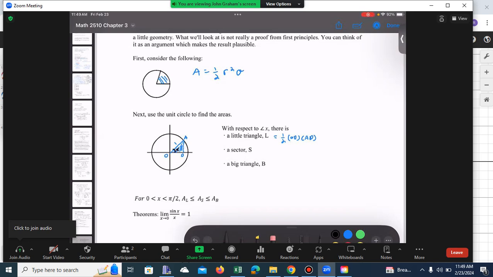So if we look at this, I'm going to draw it out here. O, A, and D, angle x. If we look at cosine of x, it is going to be adjacent over hypotenuse. Hypotenuse is 1, so it'll be OD over 1. Sine of x is going to be opposite, AD over 1. Okay. So basically, OD equals cosine x and AD equals sine x. So we can rewrite this here, 1/2 sine x, cosine x.